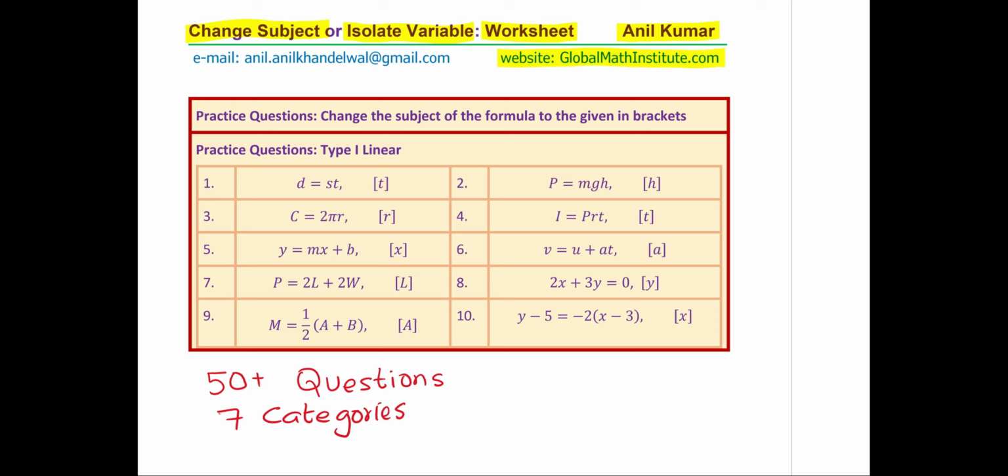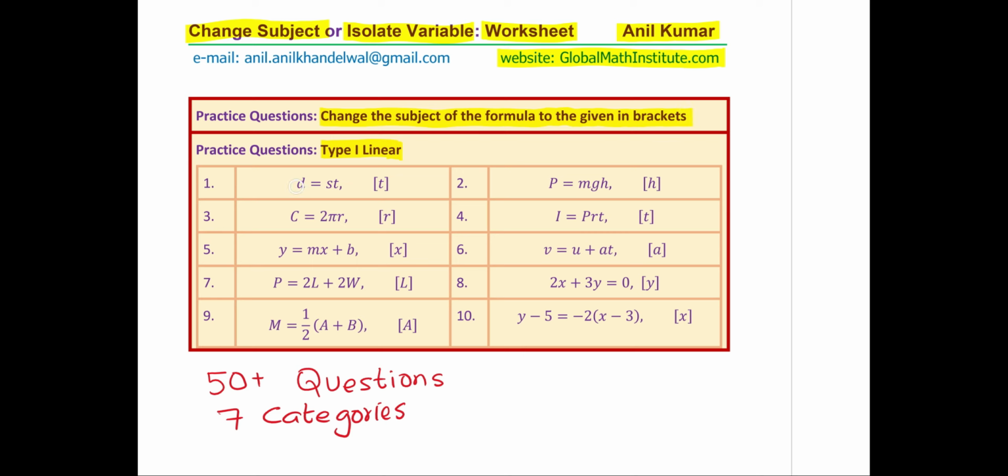So on the very first page, what you see here is type 1, which is linear type. All the examples are examples where we have to work with a linear equation and then isolate the variable. The question here is, change the subject of the formula to the variable given in brackets.